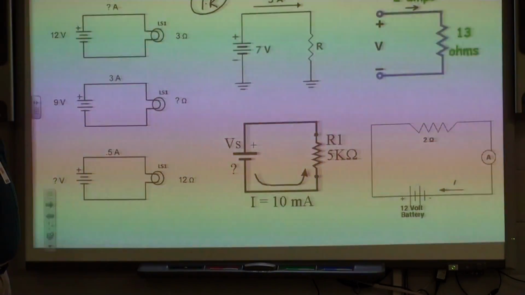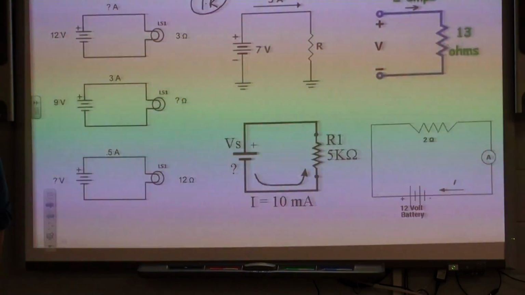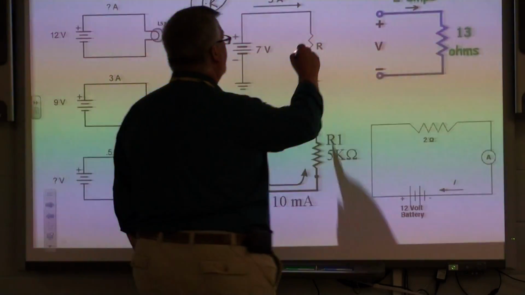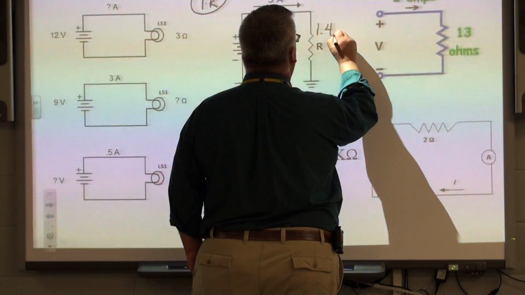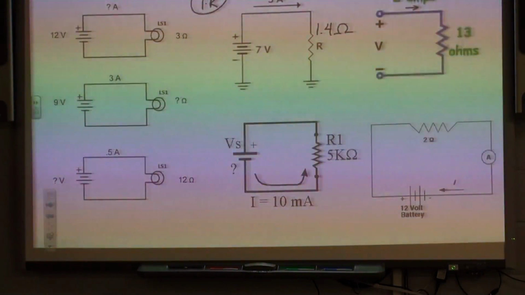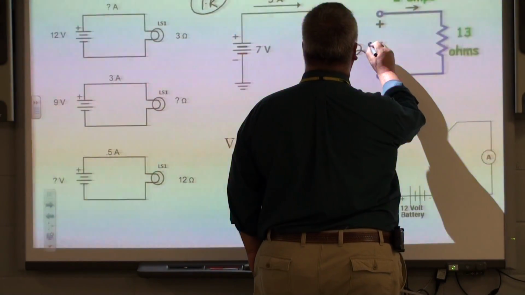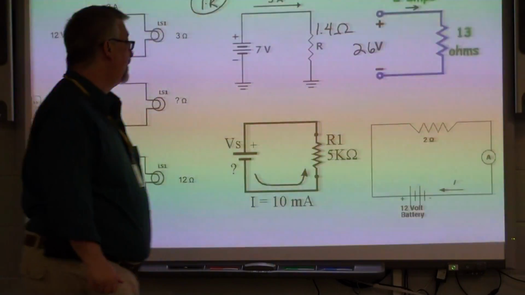All right, a little harder here. We're given a voltage of 7 volts. We're given a current of 5 amps. What's our resistance? 7 volts divided by 5 amps gives us what? 1.4 ohms. All right. 2 amps flowing through 13 ohms gives us a voltage of what? That's simply I times R. So we can fill in the 26 in front of the volts there.